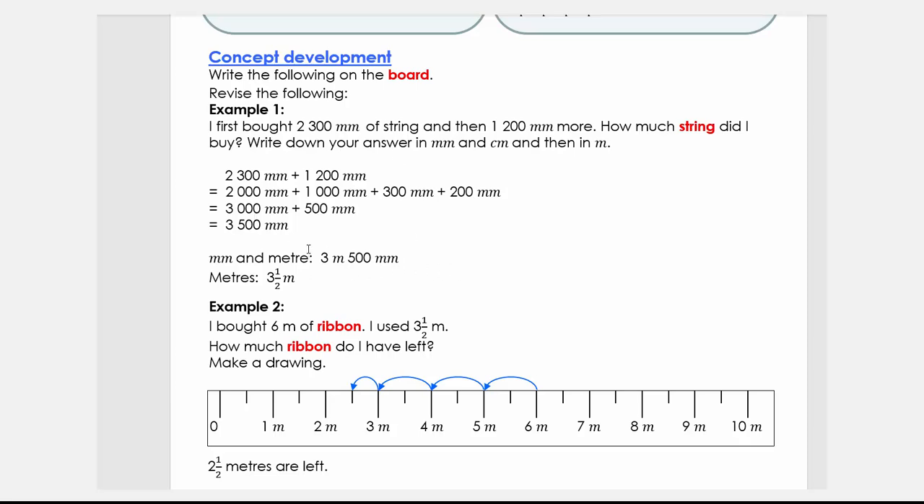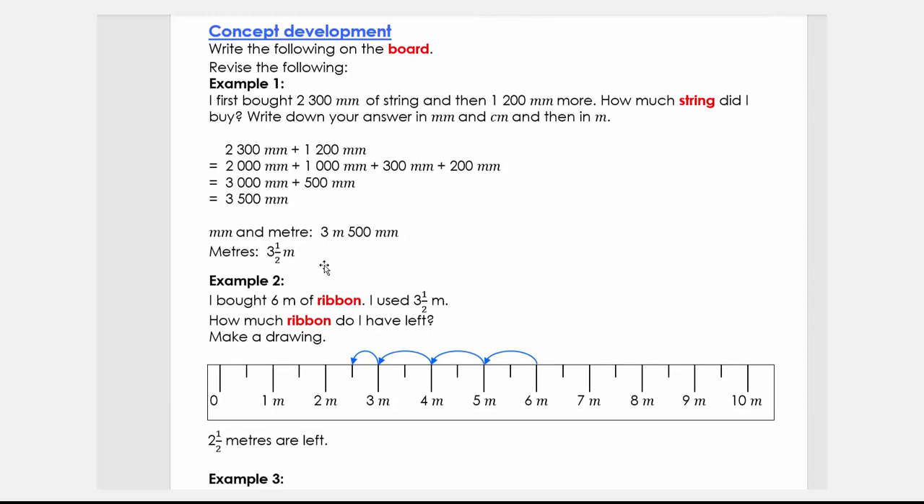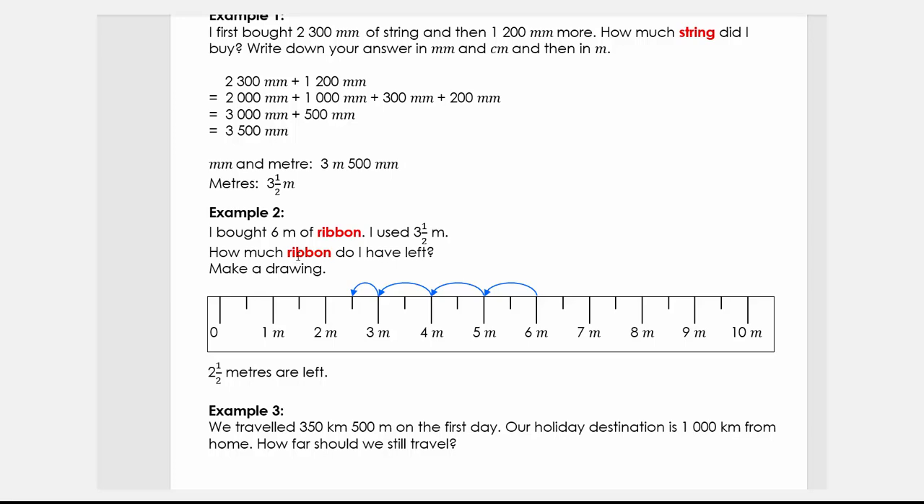I want you to pause here and then do this example. Then the next activity is I bought 6 meters of ribbon. I used 3.5 meters. How much ribbon do I have left? What I did here is I did a number line. If you make use of number lines, I make the drawings with the learners in the classroom so they can understand it. So what we did is we counted 3 backwards because that's what we used. Between 2 and 3 meters, we got a half. So we went then 1 back. So our answer is then 2.5 meters. I want you to pause and then do this activity.